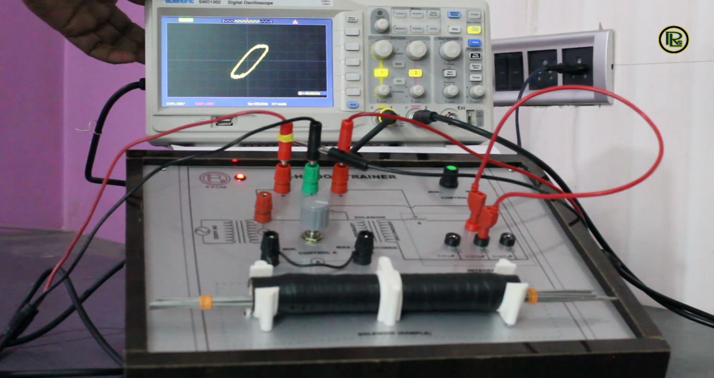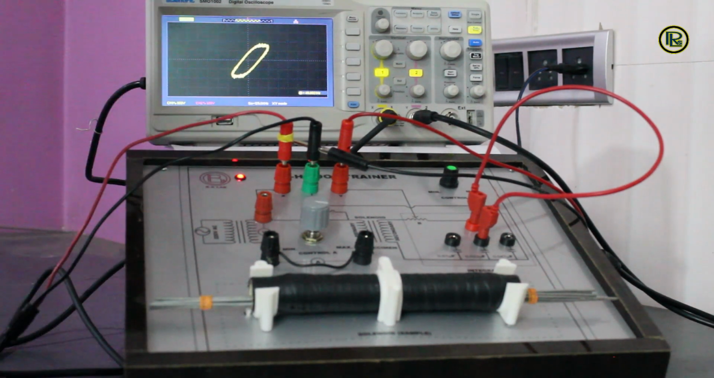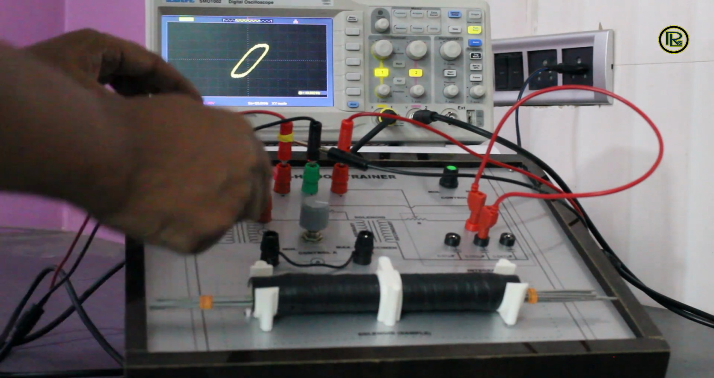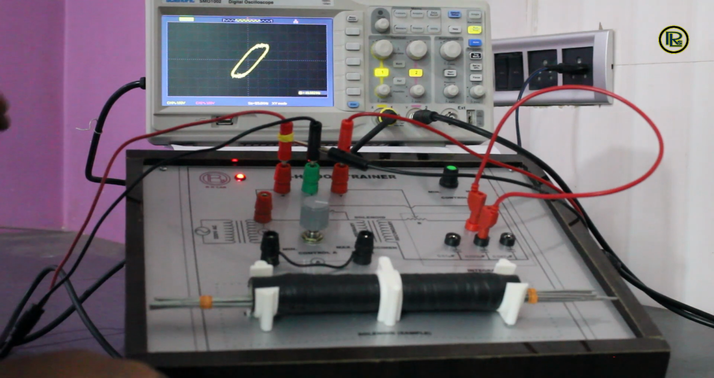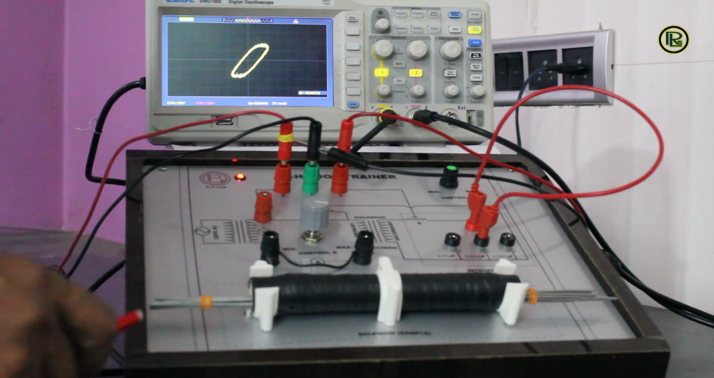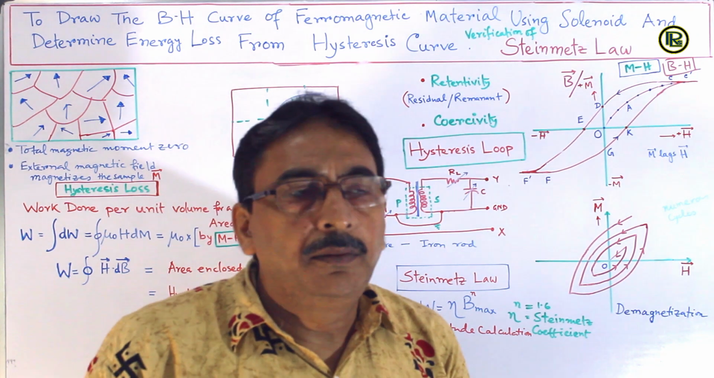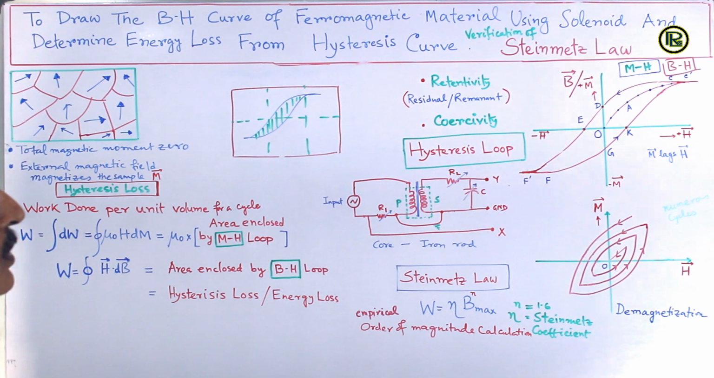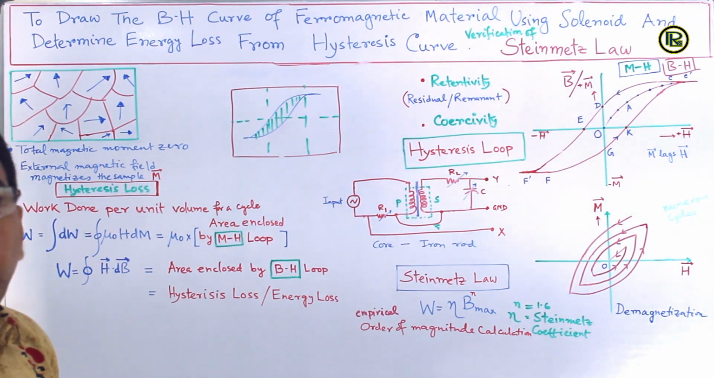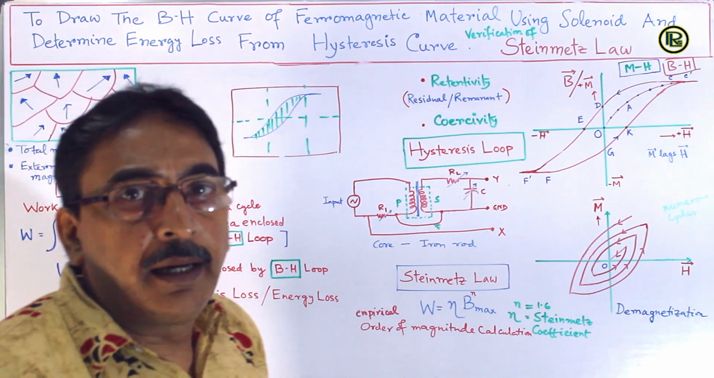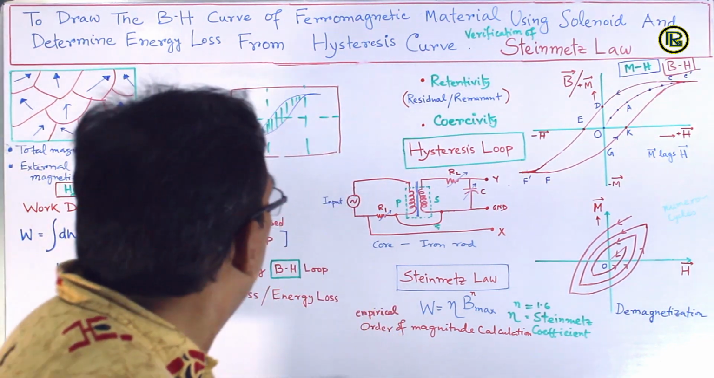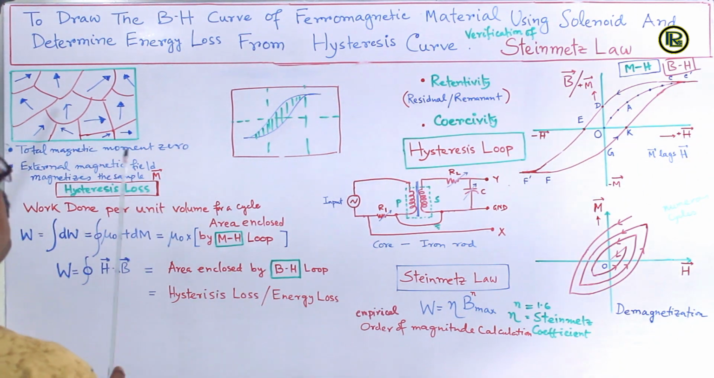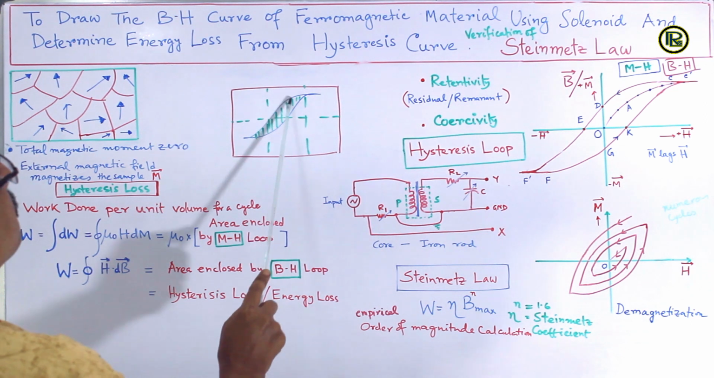I hope you all have understood how to find the hysteresis loop in the oscilloscope using this simple circuit. So let's get back to the whiteboard once again. I have given you the demonstration of how to obtain the hysteresis loop and how to calculate its area. So we have the hysteresis loop like this, and we have to calculate the area under this curve.